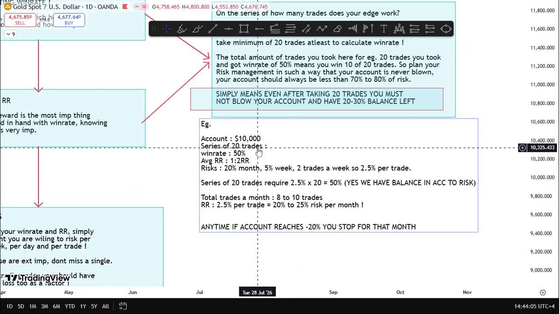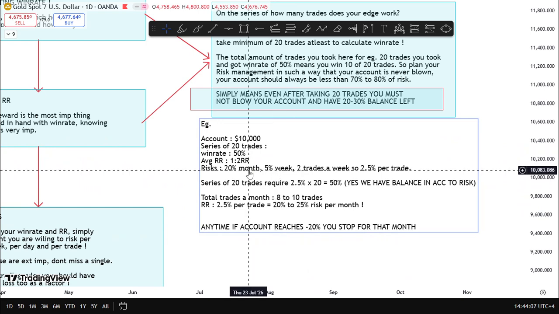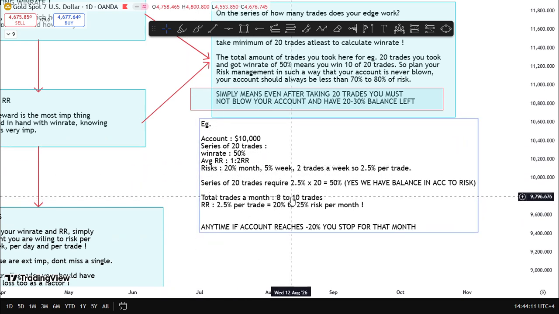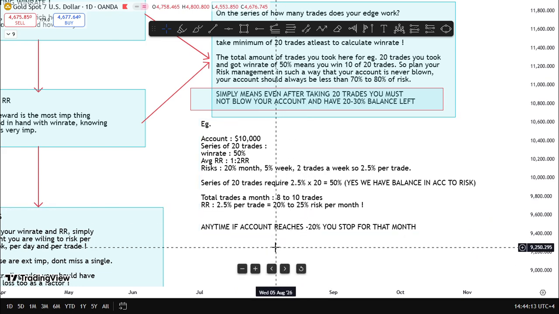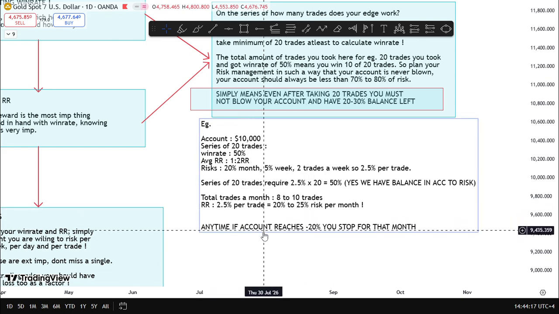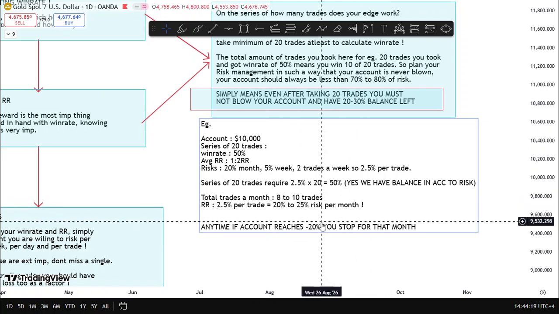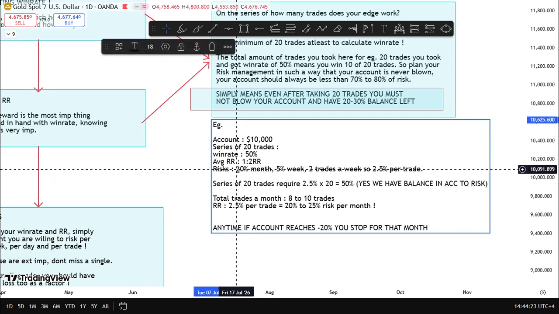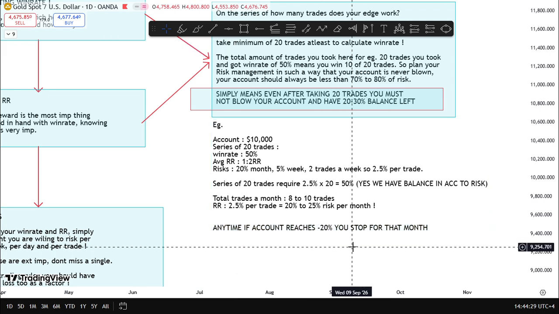So according to these statistics that we wrote over here, we get a total of 8 to 10 trades per month. Okay, we risk 2.5% per trade, which is 20 to 25% risk per month. So here we had written that we want 20% risk only per month. According to that, I have written over here, anytime if the account reaches negative 20, you stop for the month. You do not continue to trade more.